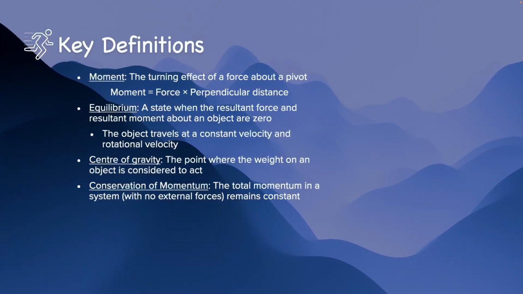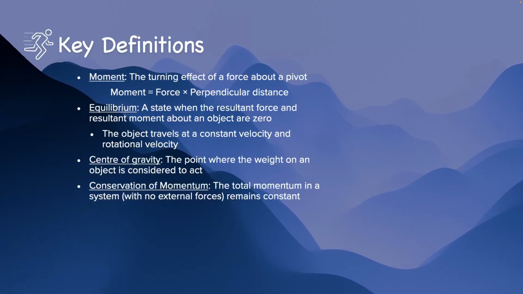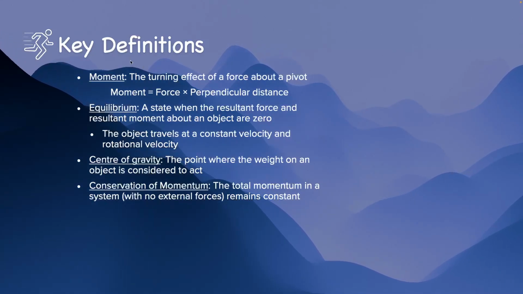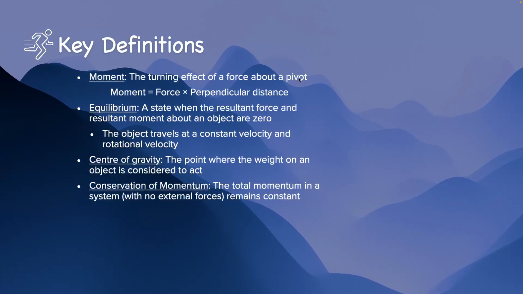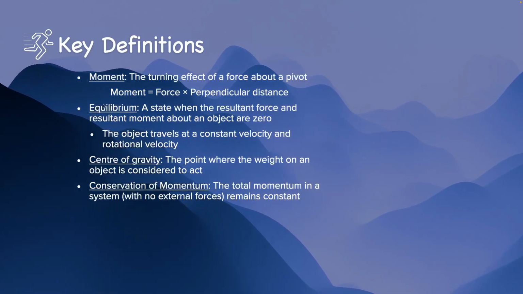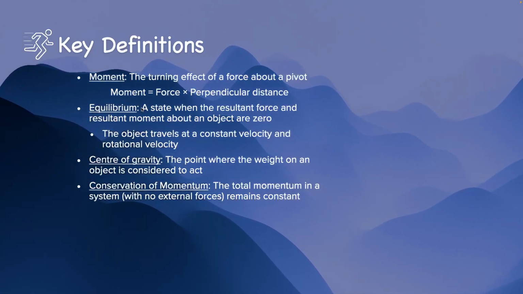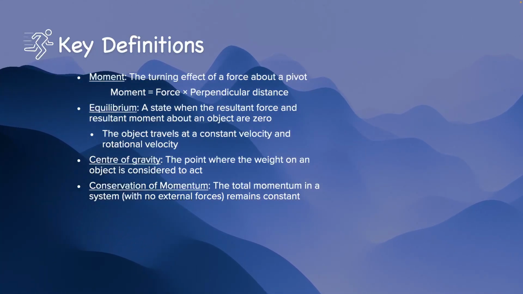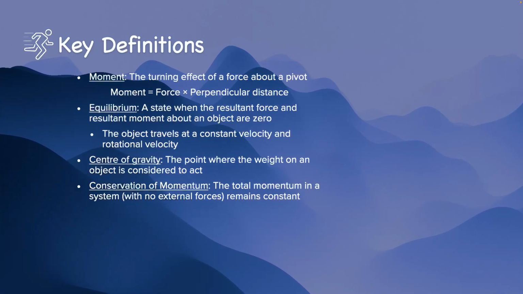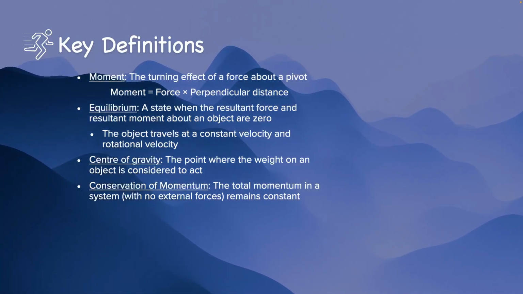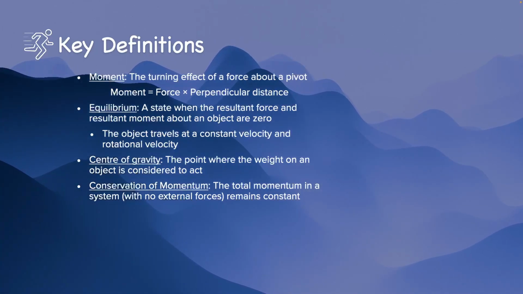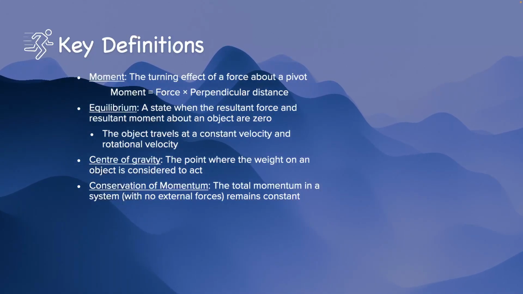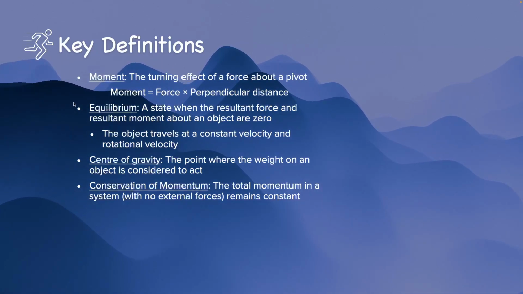Right. Here are some other key definitions. So moment, as we discussed before, it is the turning effect of a force about a pivot. And here's the formula. The equilibrium is a state of any object where the resultant force and the resultant moment about the object are 0. So that's when the object is moving with a constant velocity and a constant rotational velocity, but its velocity isn't changing, and its turning velocity is also not changing.